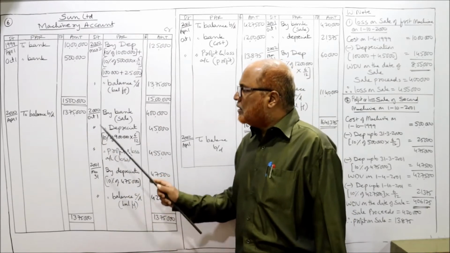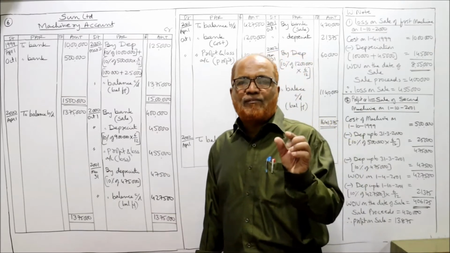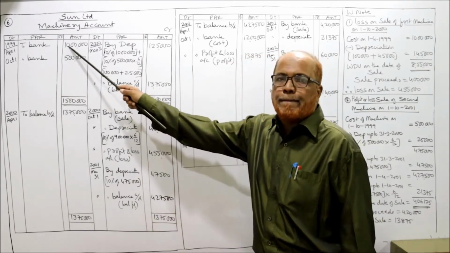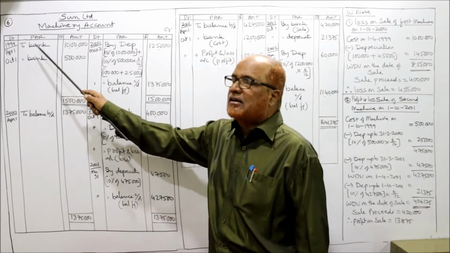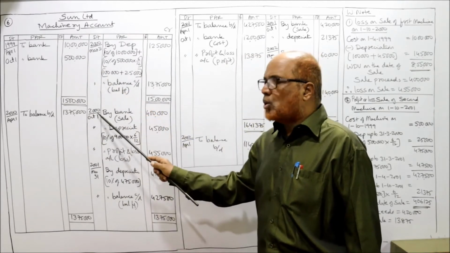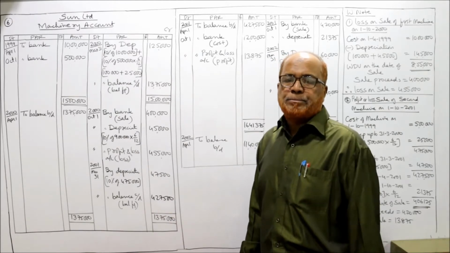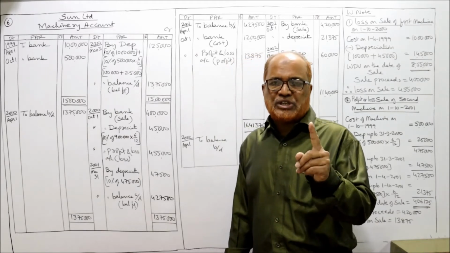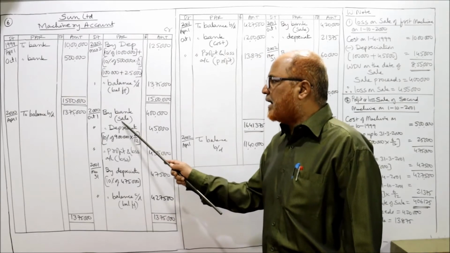Now 1st October 2000. It is given in the problem that on 1st October 2000 the first plant was sold. The plant which was purchased on 1st April 1999, the first plant of 10 lakh rupees, was sold on 1st October 2000. Whenever a plant is sold, 3 entries you have to pass. The first entry is sale proceeds: Bank account debit to plant account. So credit side, by bank, sale.